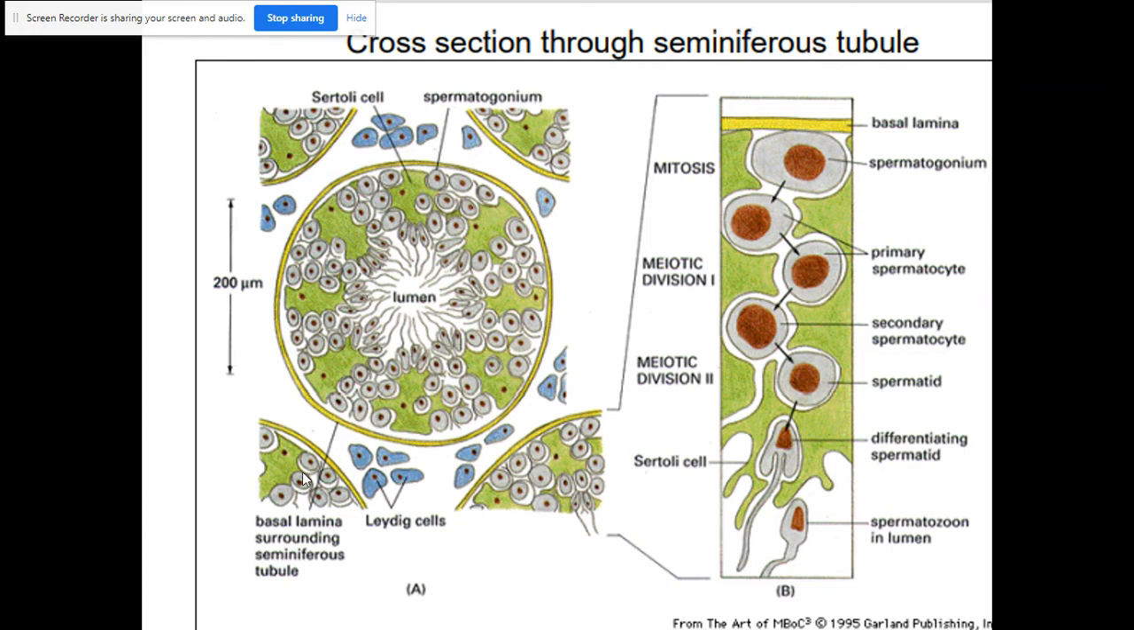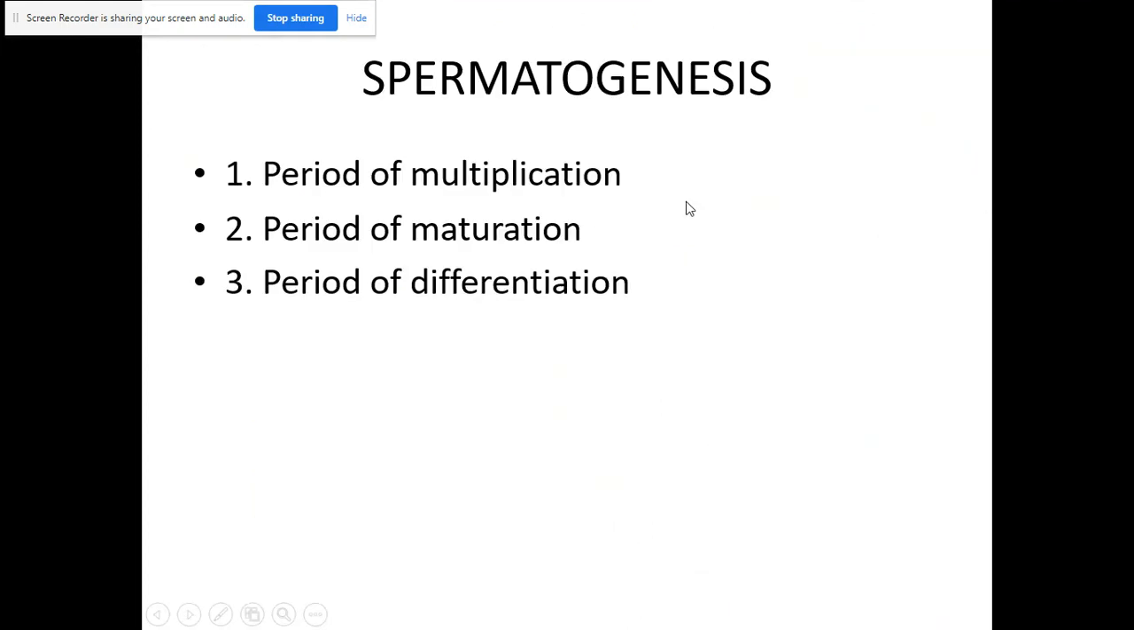So this basal lamina protects this lumen. And the cells have undergone mitosis and the first and second meiotic division in order for the spermatogonium to become a spermatozoa, or the sperm itself. We already discussed the steps of spermatogenesis: the period of multiplication, period of maturation, and differentiation.